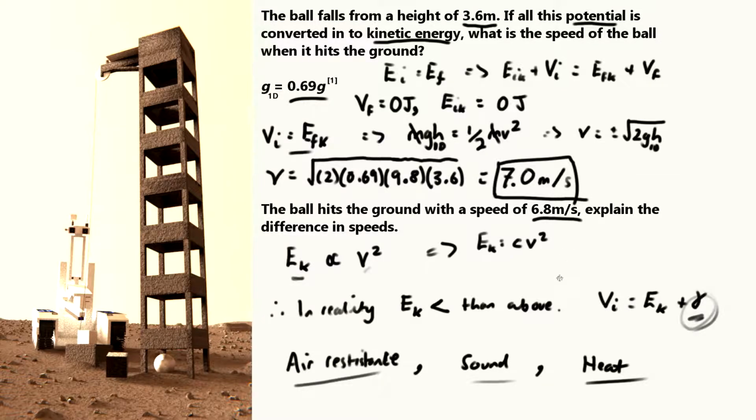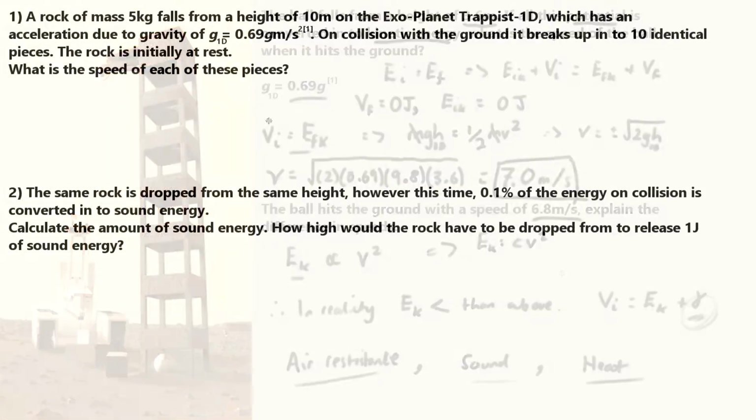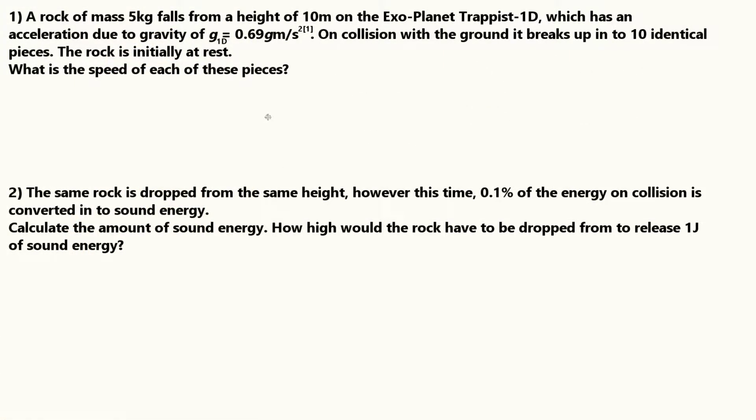Let's move on to some written examples. A rock of mass 5 kilograms falls from a height of 10 meters on the exoplanet TRAPPIST-1d, where this is the same exoplanet as we had in the previous animation. We know the acceleration due to gravity on this planet, as before, 0.69 g, where g is the acceleration due to gravity on Earth. On collision with the ground, the rock breaks up into 10 identical pieces, and the rock is initially at rest. What is the speed of each of these pieces?